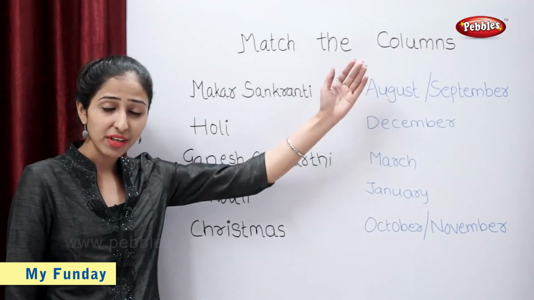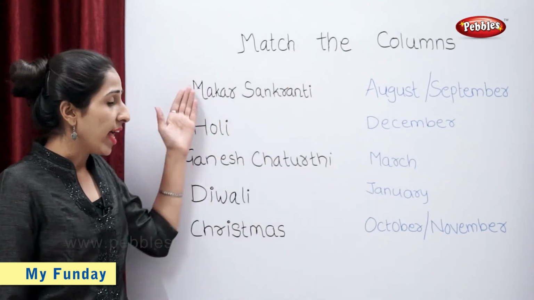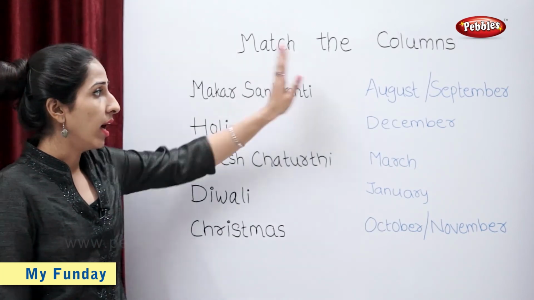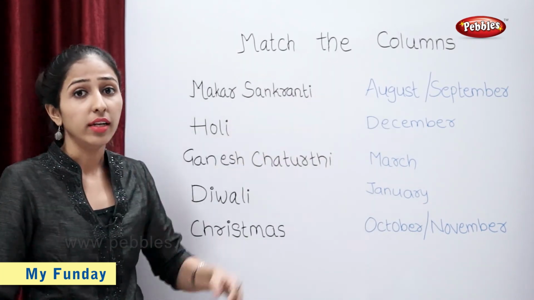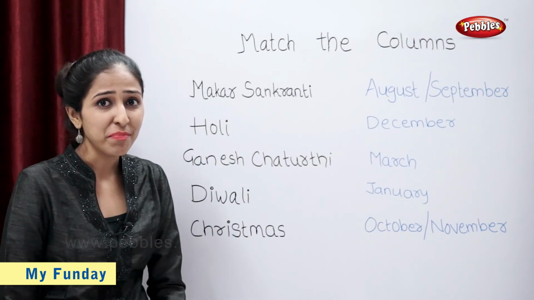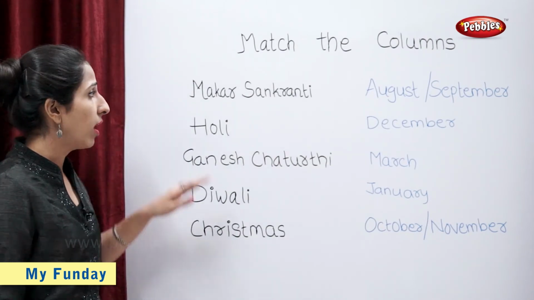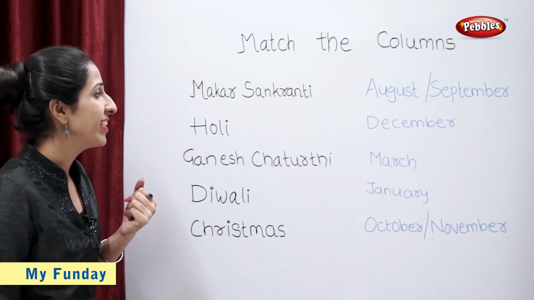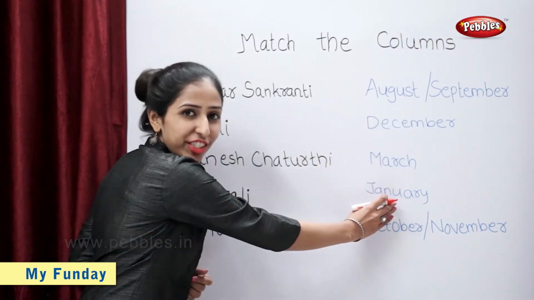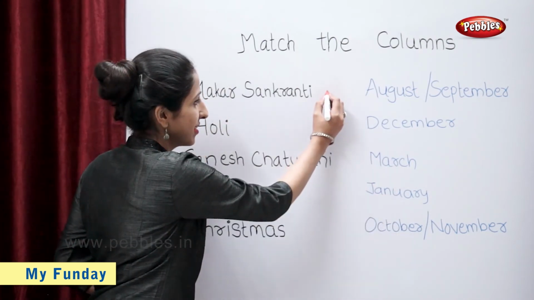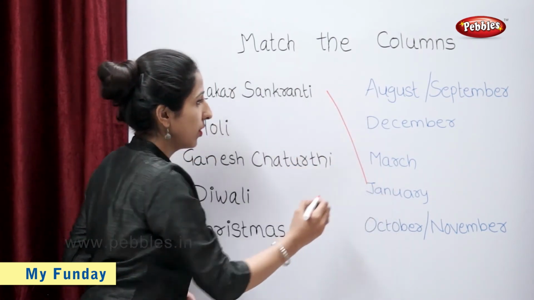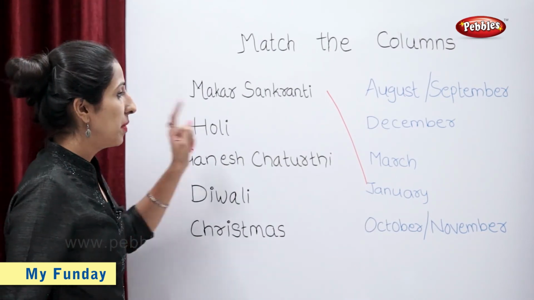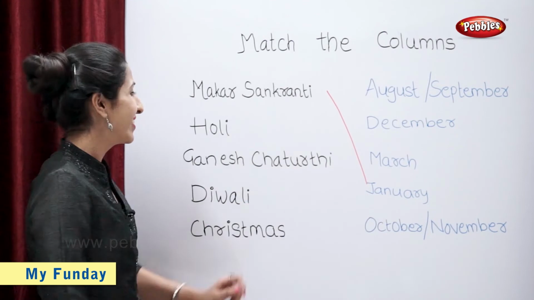Match the columns. Students, I have written some festivals in this column and names of the months. Now, help me to match them. Tell me, Makar Sankranti comes in which month? Month January. Holi in which month? Month March.